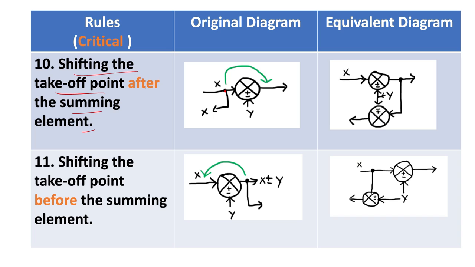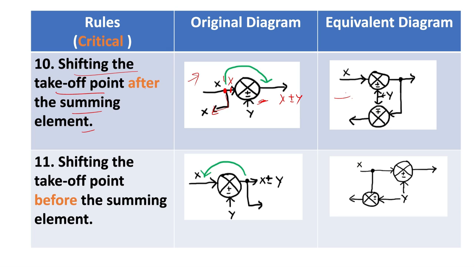So this is your takeoff point and here you are getting the output X, and we want to shift this takeoff point to here after the summing element. So in this case, what will happen? Here the input will be X again, and after the summing element the output will be X plus minus Y.